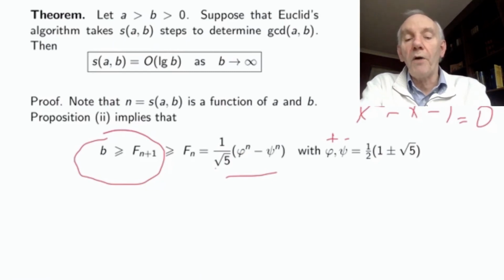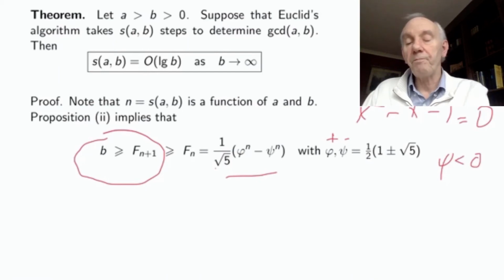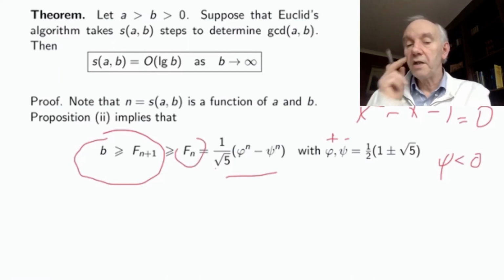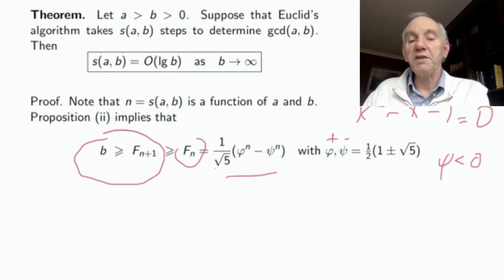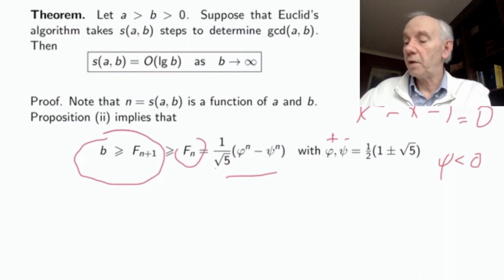Now, if n is odd, psi, don't forget, psi is a negative number. So if n is odd, minus psi to the n will be a positive number. So this expression f_n will be greater than 1 over root 5 times phi to the n. Okay, let me record that.